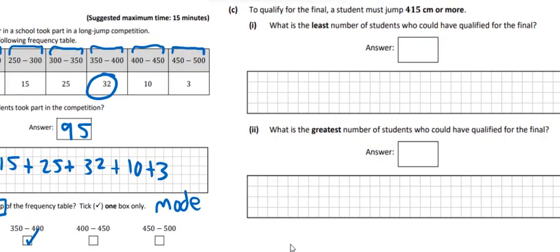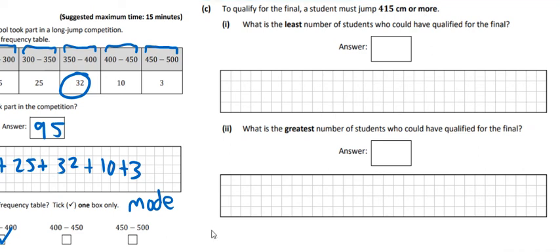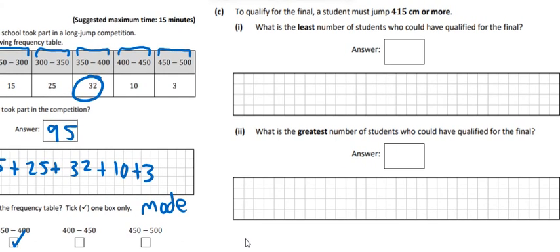Part C, to qualify for the final, a student must jump 415 centimeters or more. What is the least number of students who could have qualified for the final? We're looking down at the end here, from 400 up to 500. These 3 students have to have qualified for the final because they all jumped above 450, somewhere from 450 to 500. So even though it says least number, we have to include those 3.